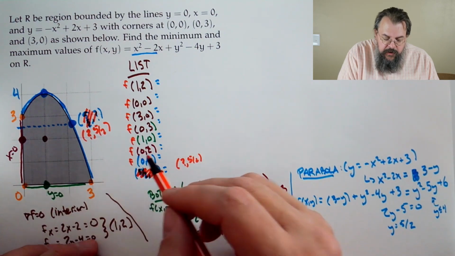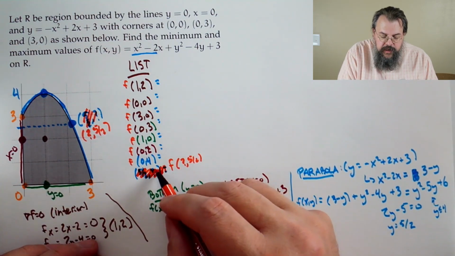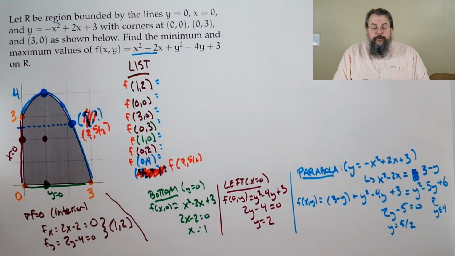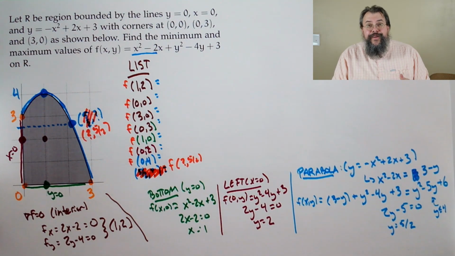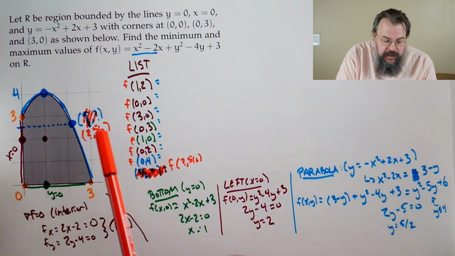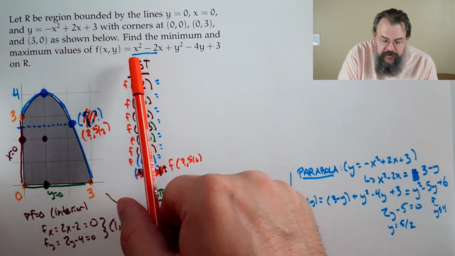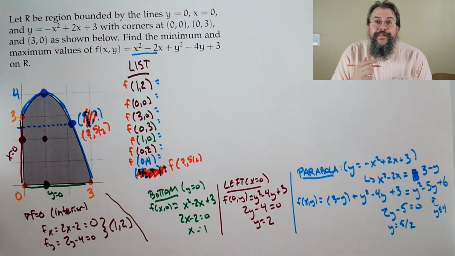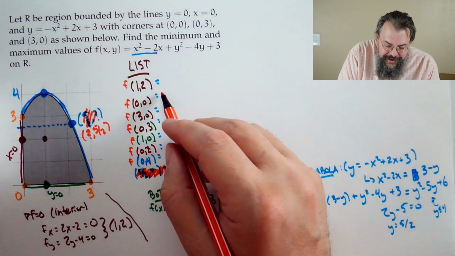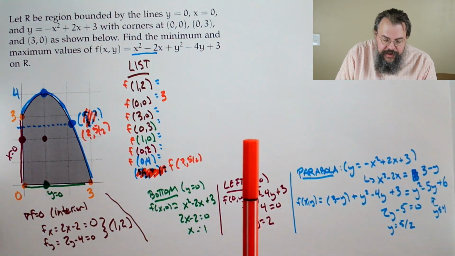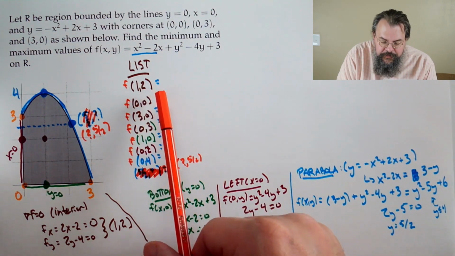And we will see what comes out. Okay, well, let's start with our classic 0, 0. When we plug in 0, 0, what do we get? 0, there it is, 0, 0, 0, 0, 3. 3, good.